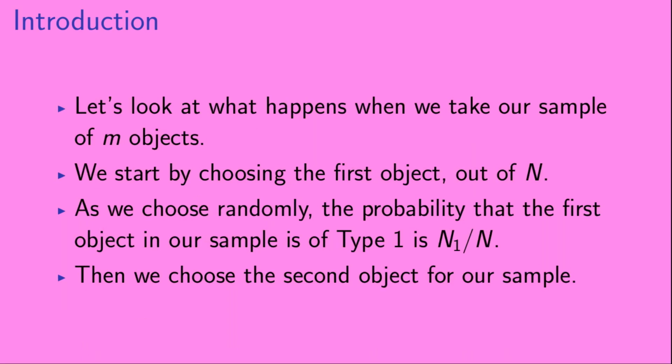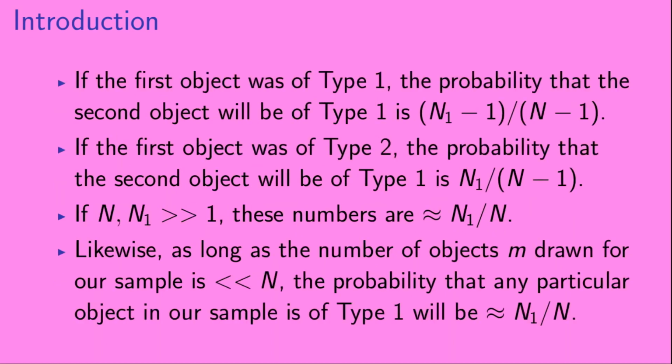We start by choosing the first object out of n. As we choose randomly, the probability that the first object in our sample is of type 1 is n1 over n. Okay, then we choose the second object for our sample. If the first object was of type 1, then the probability that the second object will be of type 1 is n1 minus 1 over n minus 1.